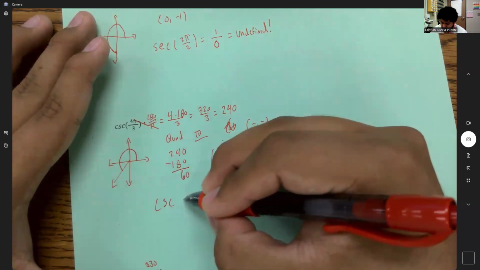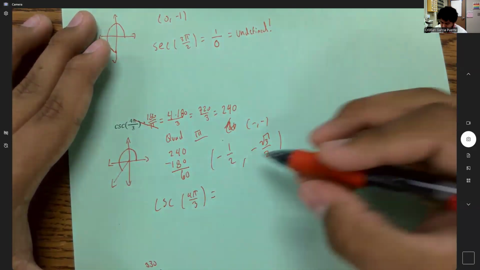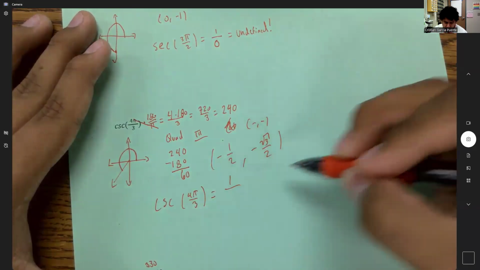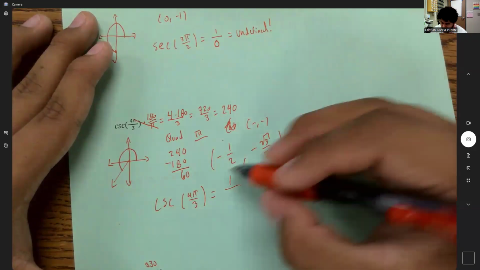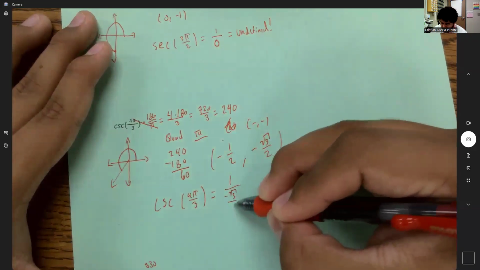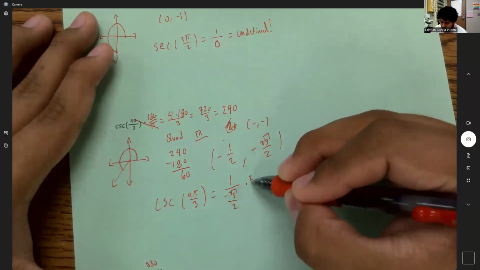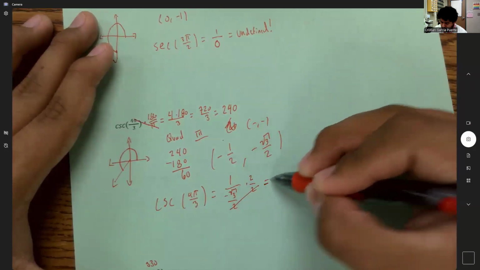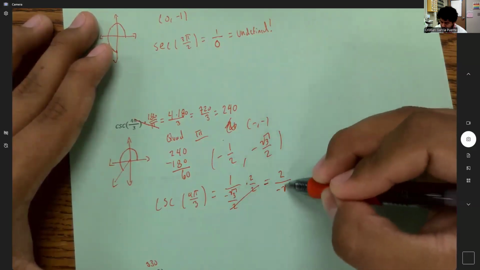So cosecant of 4 pi over 3 is equal to 1 over y, because it's cosecant. So it's going to be 1 over negative root 3 over 2. Now, first thing we want to do is get rid of this bottom 2. So we're going to multiply both the top and the bottom by 2. These 2's are going to cancel. On top, 1 times 2 is just 2. On the bottom, you have negative root 3.